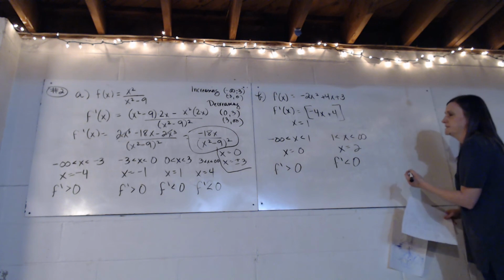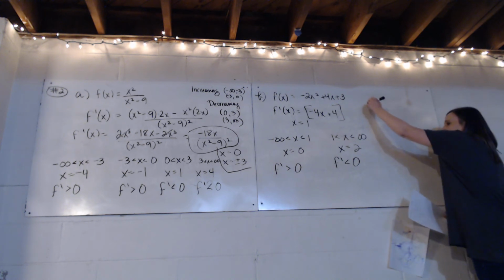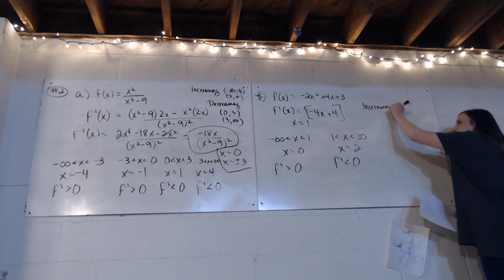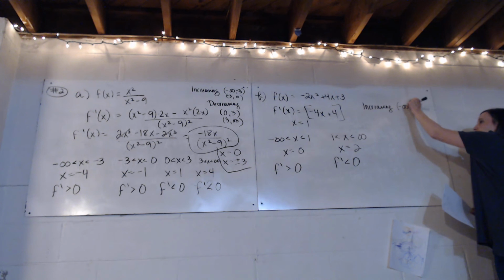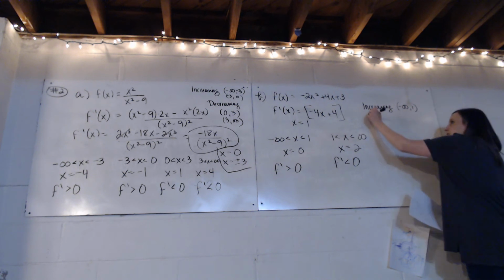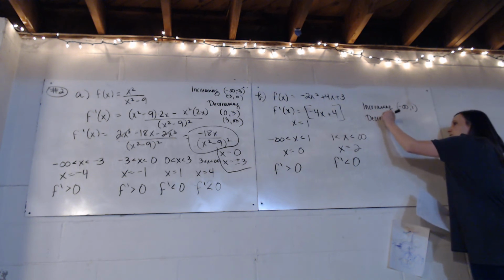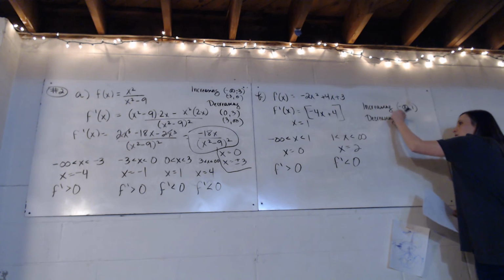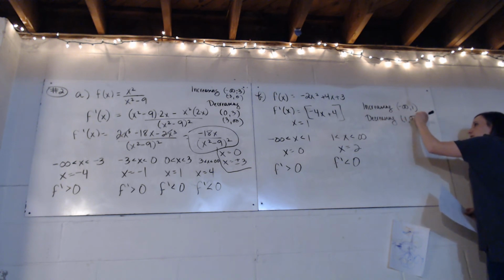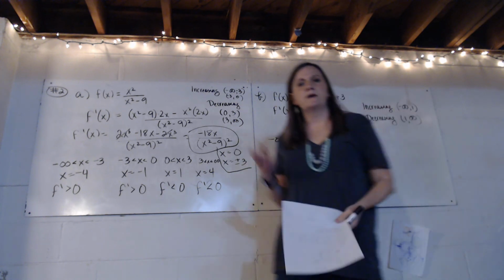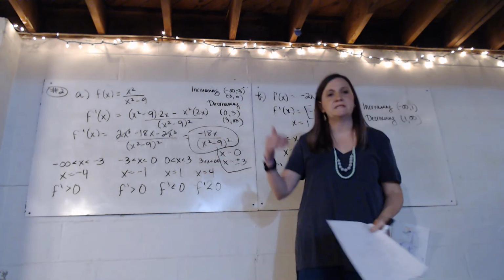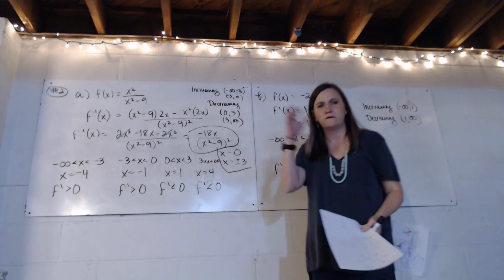So this means that this function is increasing on the interval -infinity to 1, and it is decreasing on the interval 1 to infinity. And that's it. So every time we're looking to find those intervals where something is increasing or decreasing, that means we're looking at first derivatives.